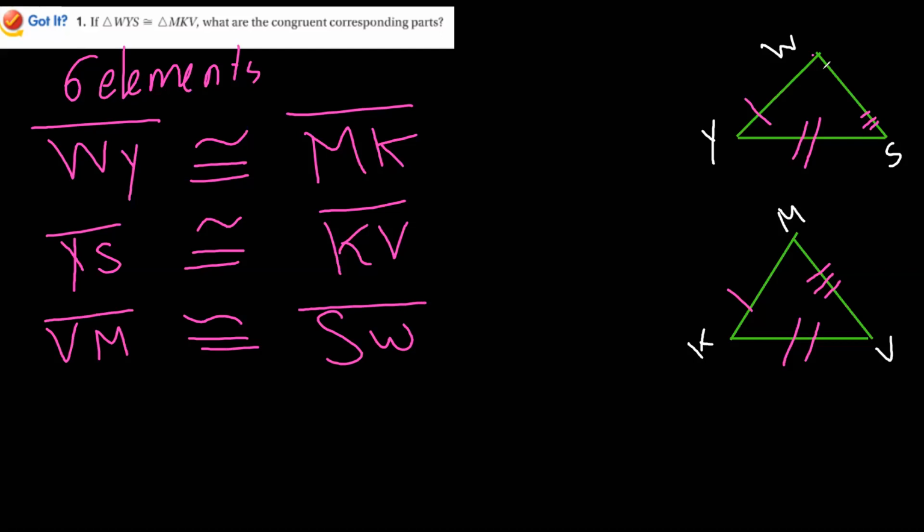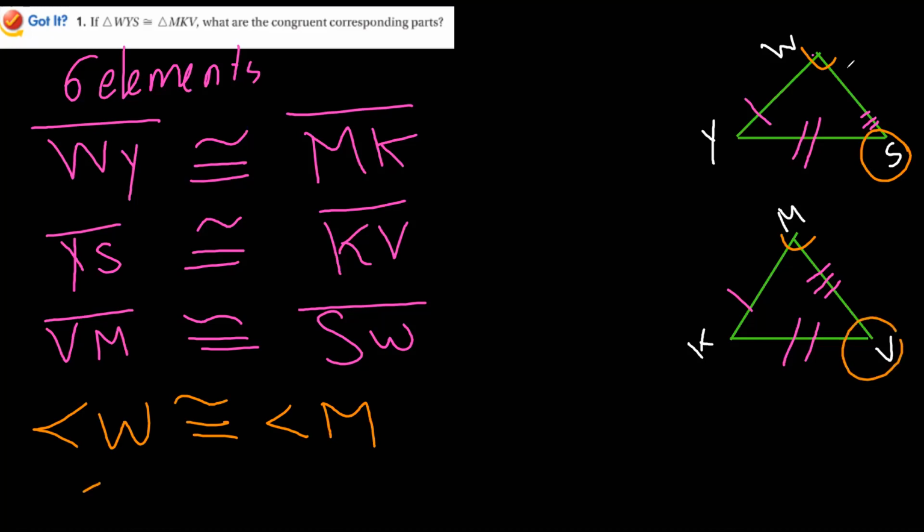We are now writing all the elements that are congruent. There are 3. I want now also to write the angles. So let's now write the angles. The first one, I will check angle W with angle M. So angle W is congruent to angle M. And angle S is congruent to angle V.